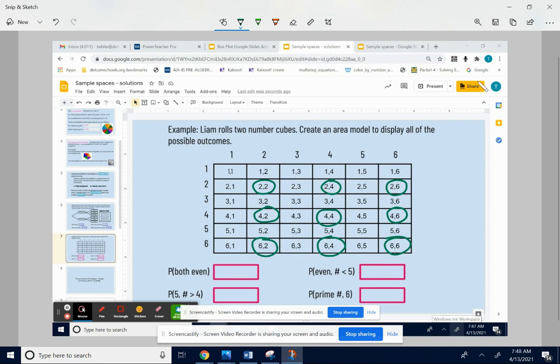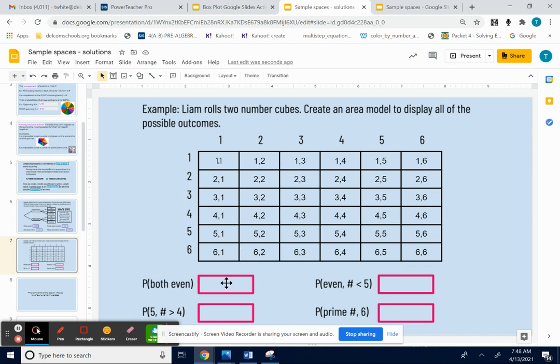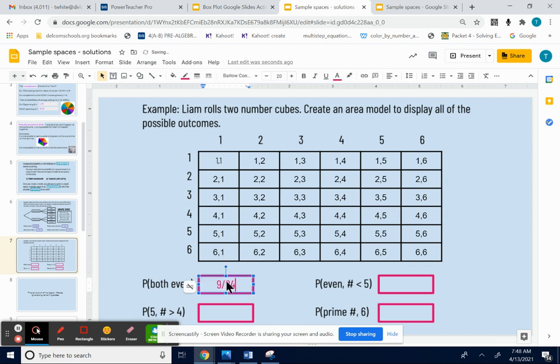There's 9 out of 24. Okay, 9 out of 24. Let's see here. I'm sorry, 9 out of 36. There's 36 total outcomes. Sorry about that. So there's 6 rows of 6. There's 6 rows of 6. So there's 36 total outcomes. Excuse me. Okay, so if you reduce 9 out of 36, it reduces to 1 out of 4.